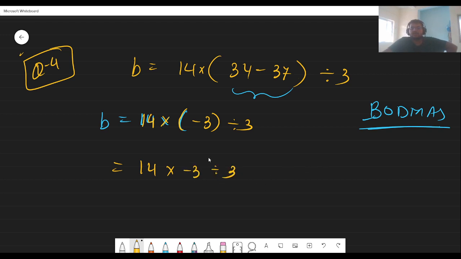Okay, so now which is at a higher priority here? That is the division part, so the division is at a higher priority. We'll first divide this, so minus 3 divided by 3 will give us minus 1, and 14 times minus 1 will lead us to minus 14. Okay, so this is the question.